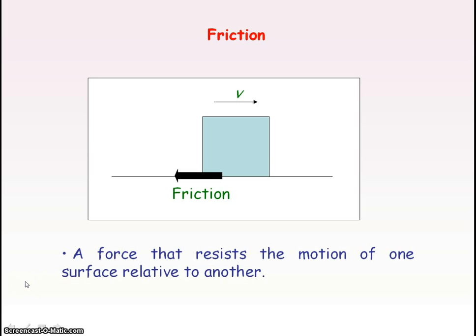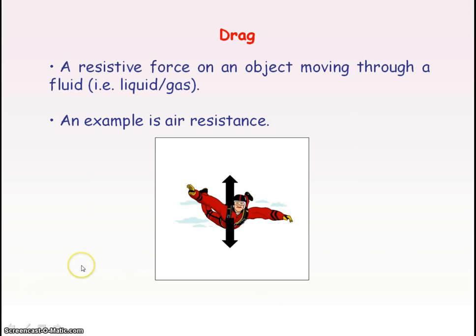Friction is a force that acts on an object to oppose its motion. So friction is always in the opposite direction to the velocity of the object. A drag force is a resistive force that acts on an object that is moving through a fluid. So an example would be air resistance.